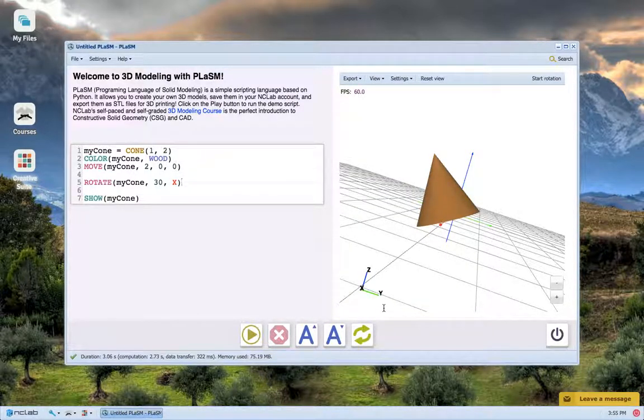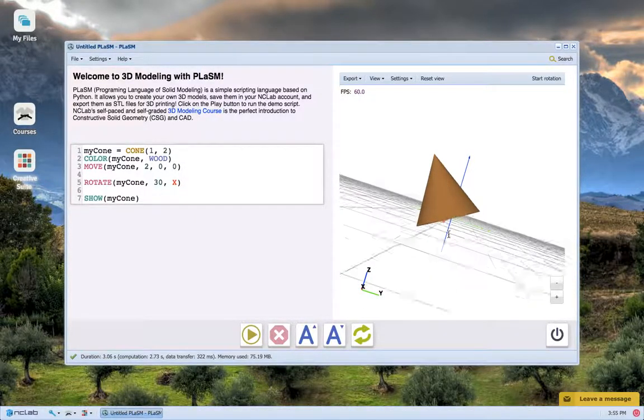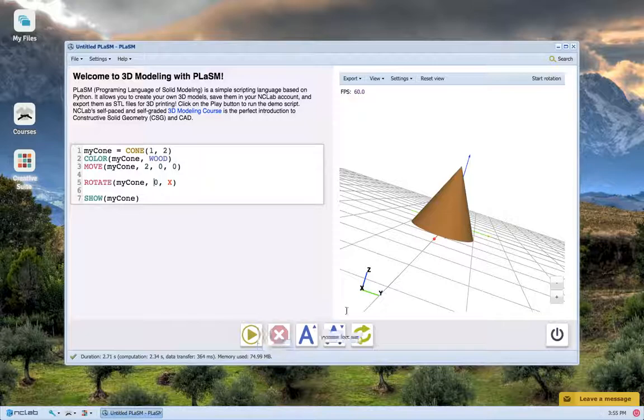As you can see, our cone rotated in the counterclockwise direction around this x-axis. Since our cone was resting on this axis, it rotated in place around it. Let's reset our cone to no rotation by putting a 0 in the degree measure and running our program. It is now back in its starting position.